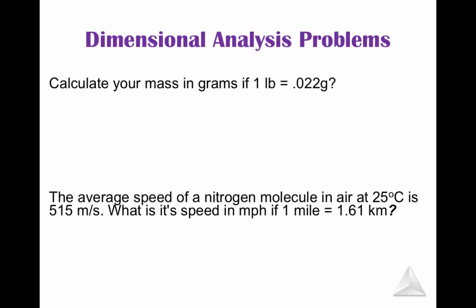So here are 2 examples that I want you to try on your own. The first is to calculate your mass in grams if 1 pound equals 453.6 grams. And then I want you to convert 515 meters per second to miles per hour. So go through these 2, pause the video, work through them, and then come back and check your answers before you move on.